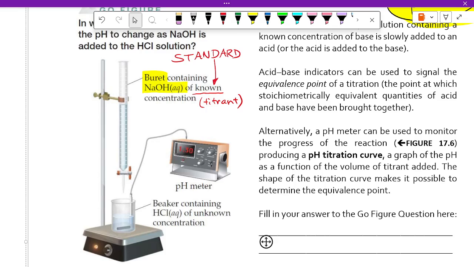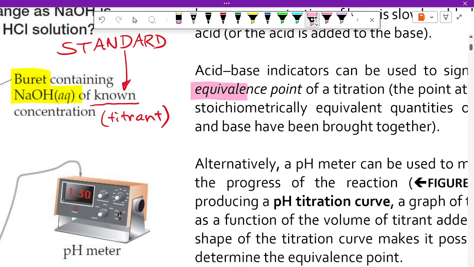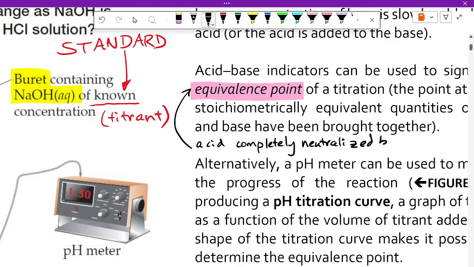So you can use an indicator to change at, what do we call that point, when the acid equals the base? That's the transition point, the point where the indicator changes color. What do we call it when the acid totally neutralizes the base? That's the equivalence point. That's when the acid is completely neutralized by the base. Alternately, or maybe even at the same time, you can use a pH meter to monitor the progress of the reaction.